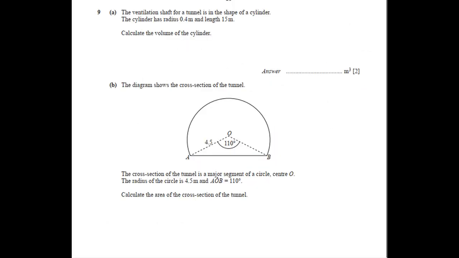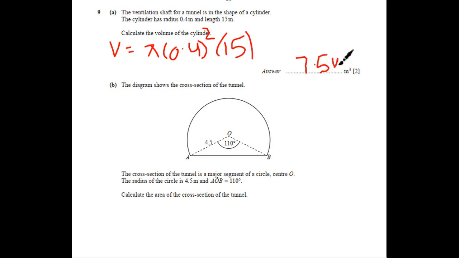Question 9, part A. The ventilation shaft of a tunnel is in the shape of a cylinder. The cylinder has radius 0.4, length 15. Calculate the volume. The volume of a cylinder is pi radius square times height. So the answer will be 7.54, correct to 3 significant figures.